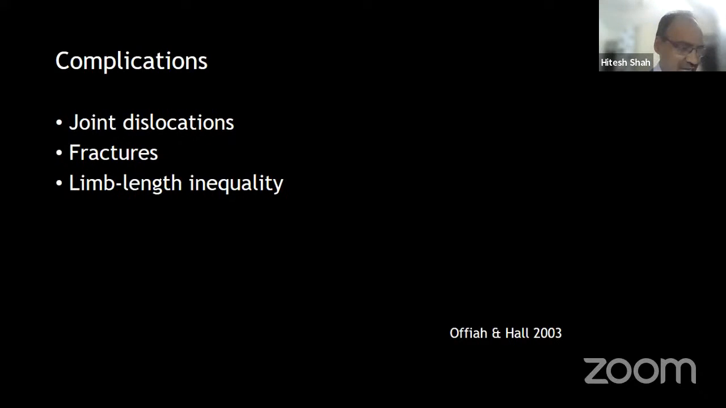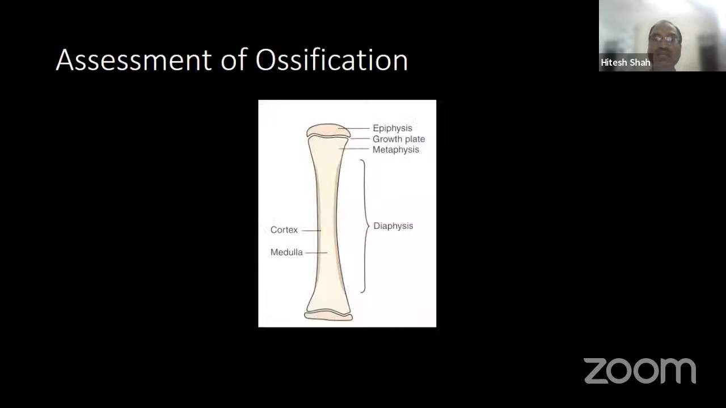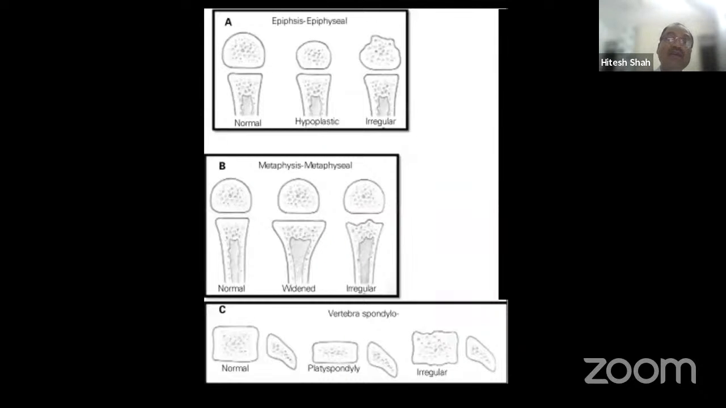Joint dislocation, muscular contracture or joint dislocation would be common as complications. So we need to find out the ossification, whether it is affecting the epiphysis, physis, metaphysis, or diaphysis or not. What is important to find out is whether the epiphysis is normal or abnormal in size and shape. You can base it on whether it is hypoplastic or irregular. Similarly, in the metaphysis, we can see irregularity or widening. Many times it would be widened.